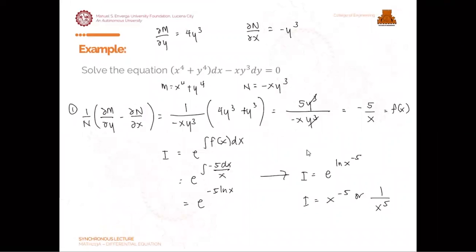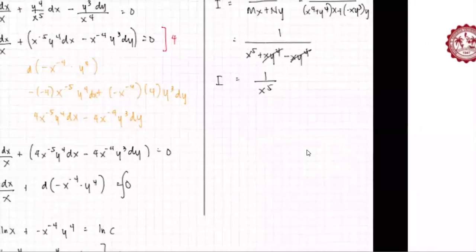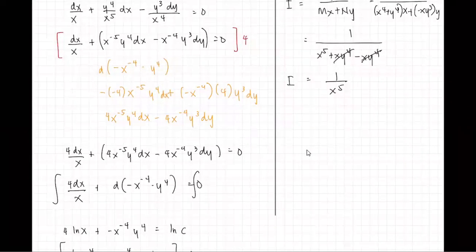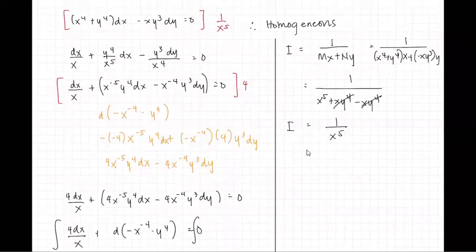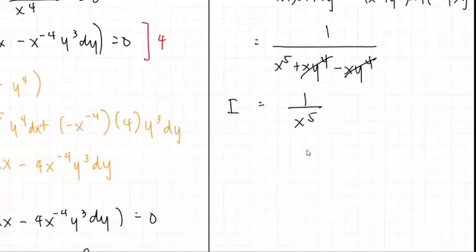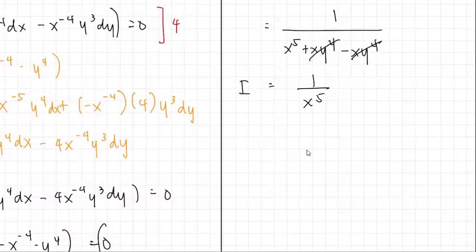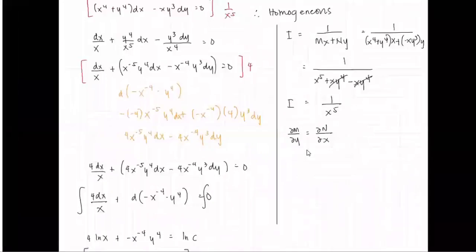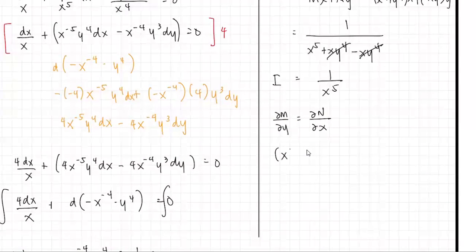That is our integrating factor. Okay? So once we have the integrating factor, we check its exactness. For it to be exact, again, the partial of m with respect to y must be equal to the partial of n with respect to x. Okay? For it to be exact, that is after you multiply the integrating factor to x to the fourth plus y to the fourth dx minus xy cubed dy equals 0.